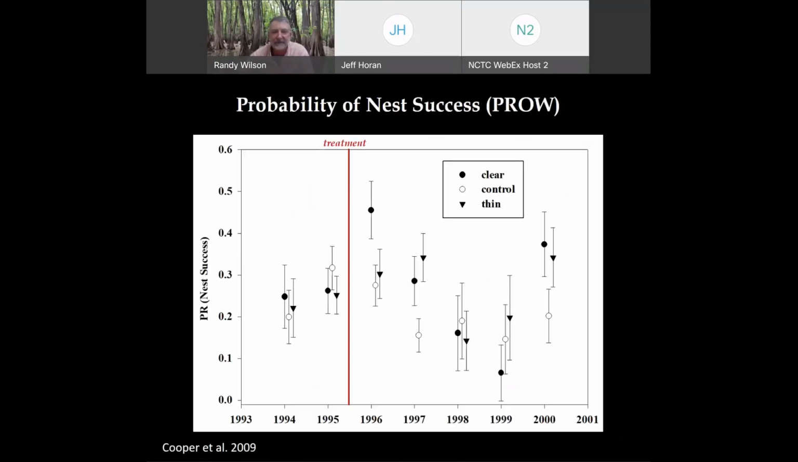We always get the question about nest success. Here's a pretty good example from the White River National Wildlife Refuge, from Bob Cooper and his students, looking at prothonotary warbler nest success, where we had a couple of years of pre-treatment data, followed by several years post-treatment.